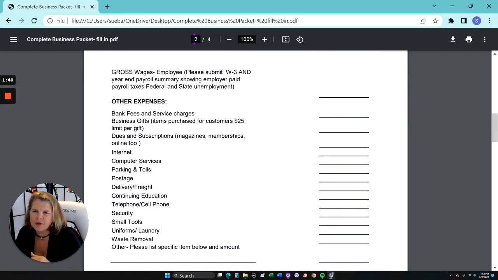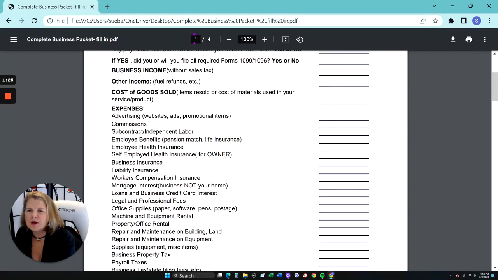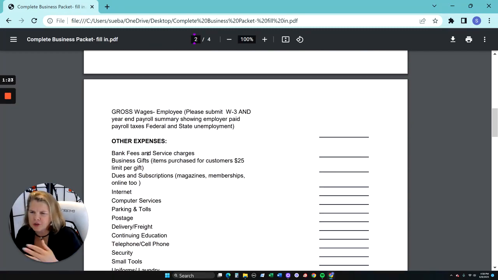Other expenses. Now, here's what I want you to be careful of too. Look down your QuickBooks and make sure there's not a category that says other expenses with a big, large amount without detailing them. We are not allowed as accountants to deduct an expense called other expense. So it has to fall into one of these categories. So make sure that's all categorized on your profit and loss.